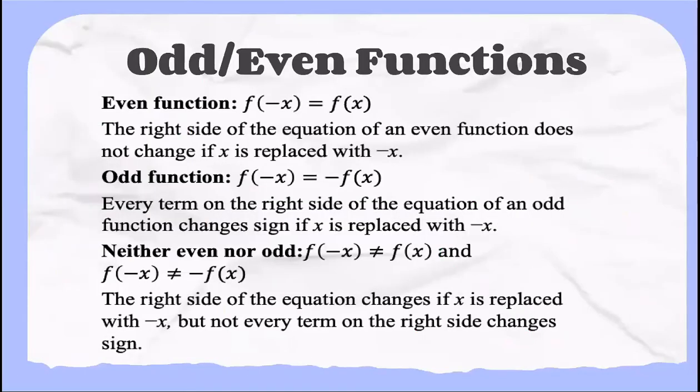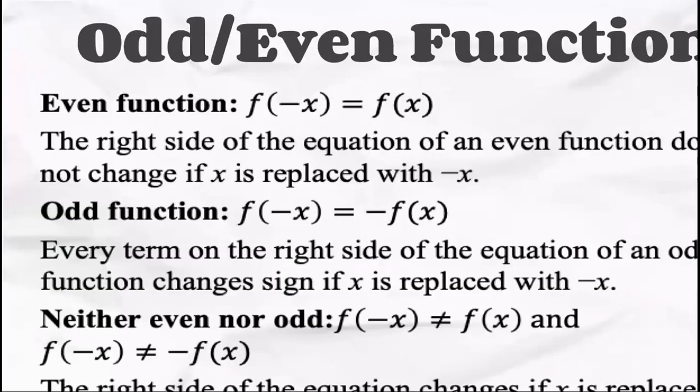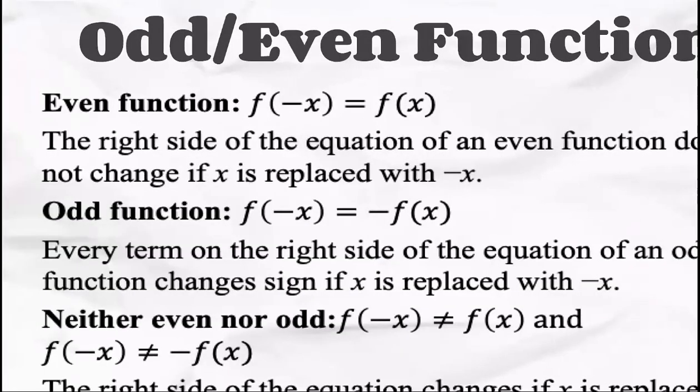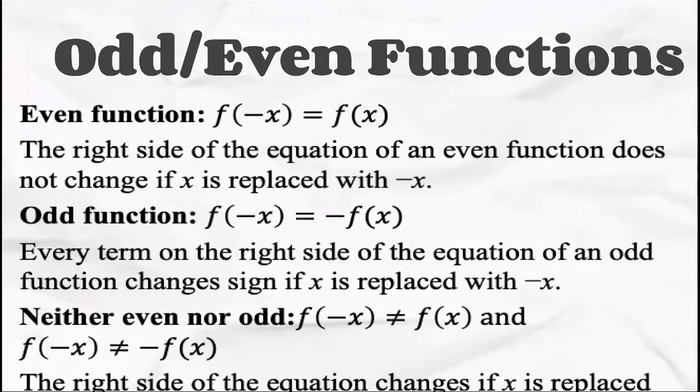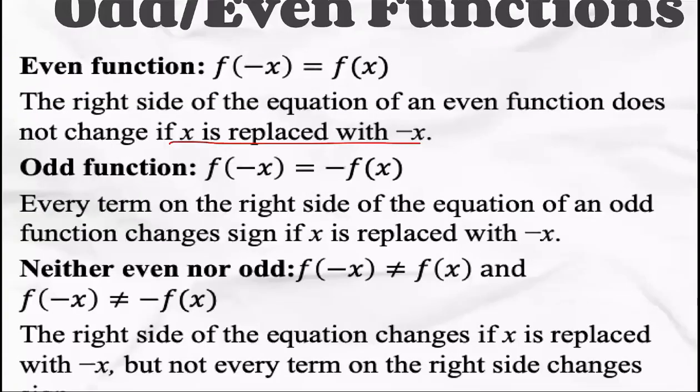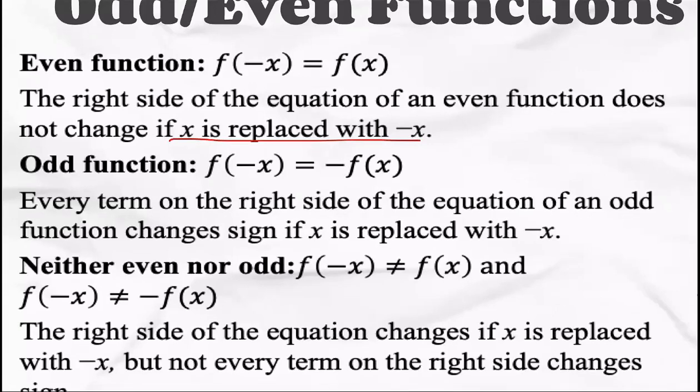All right, even odd functions. So this is going to be very similar to what we were just doing. The process is going to feel familiar. If it's an even function, that means that the right side of the equation, so only the part with the x's, does not change if x is replaced with negative x. If it is an odd function, then every term on the right will change signs.